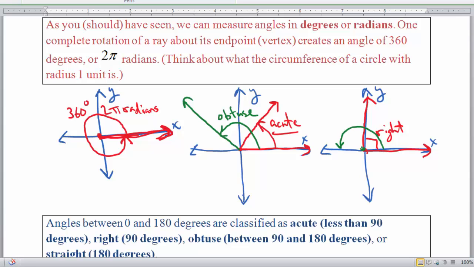180 degrees. And it makes sense that it's called straight because what does it form? It forms a straight line, right? It's basically just having the ray go in opposite directions. So you end up forming a straight line. So that would be a straight angle, which is 180 degrees. All right? So you have acute, you have right, obtuse, and straight.